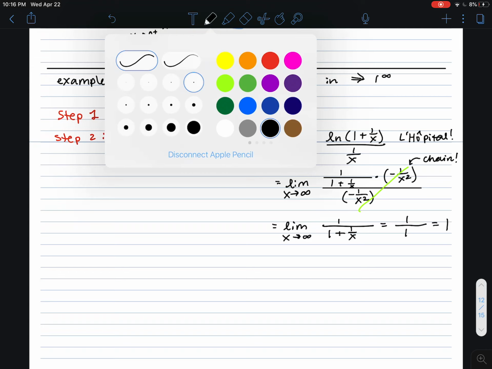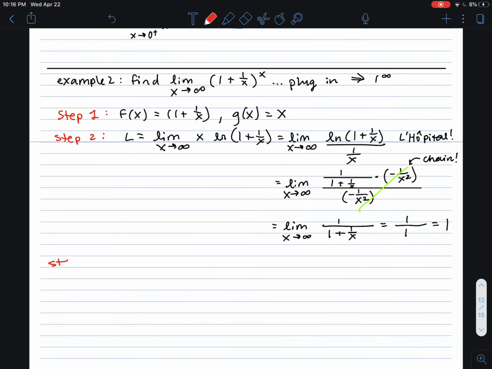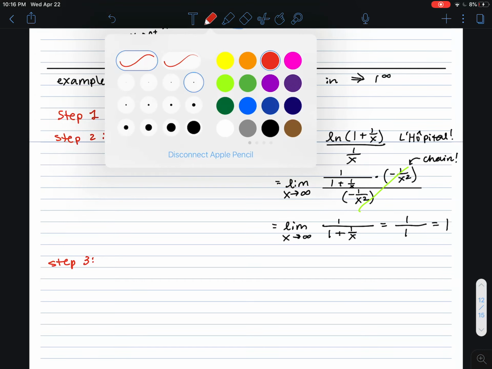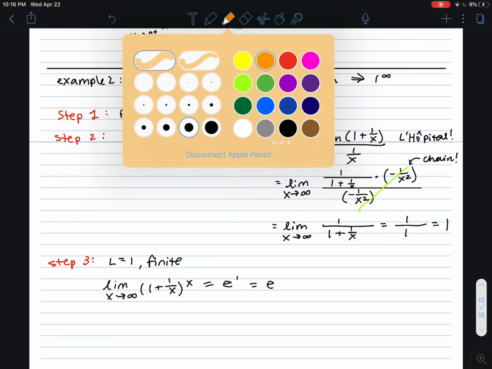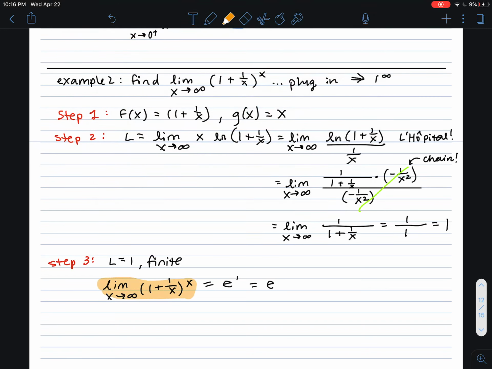Remember, we're not done yet. We have 3 steps to this process. So for step 3, we have L is equal to 1, which is finite. So our original limit, the limit as x goes to infinity of 1 plus 1 over x to the x, is equal to e to the 1, which is just e. And this is something that if you're going on to Calc 2, you will be using a lot. This fact that the limit as x goes to infinity of this particular function is equal to e.